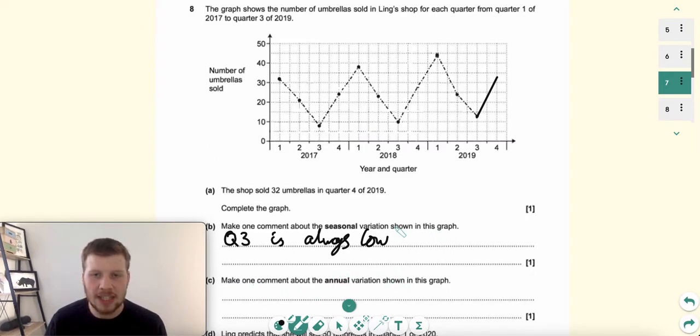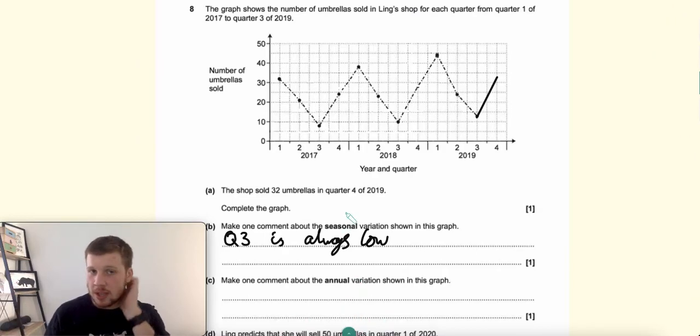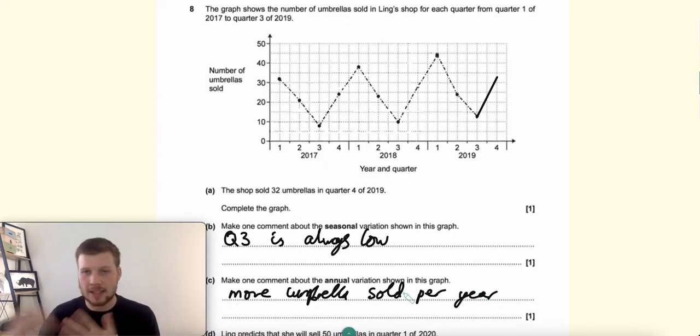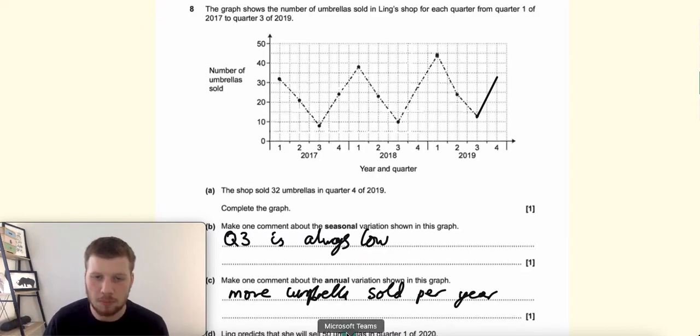Make one comment about the annual variation. Well, what's happening in general over the years? Well, in 2017, it looks like the values are all a bit lower than in 2018, which are all a bit lower than 2019. So as it goes on, you're looking at a higher increase of umbrellas sold per year. So more umbrellas sold per year as it goes on. So 2017 and 2018 and 2019. So in 2020, we're going to assume more.